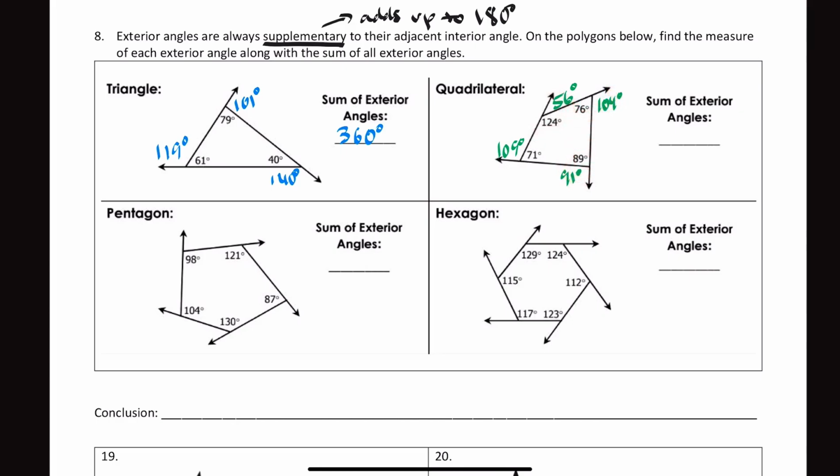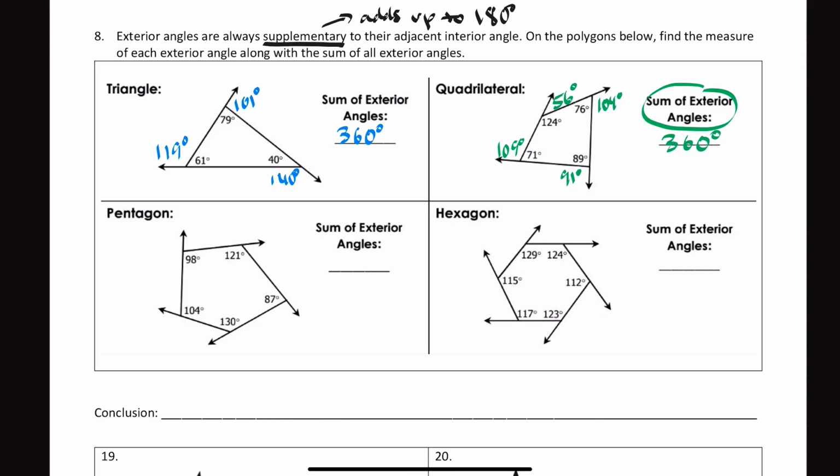All right, cool. So I'm going to take these four. We have 4 exterior angles this time because we have a 4-sided polygon. And I'm going to add them up and see what happens. So 109 plus 56 plus 104 plus 91. Guess what? The sum of the exterior angles is also 360 degrees.